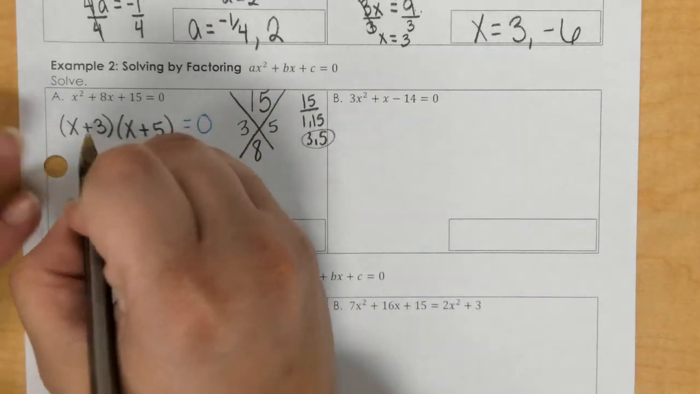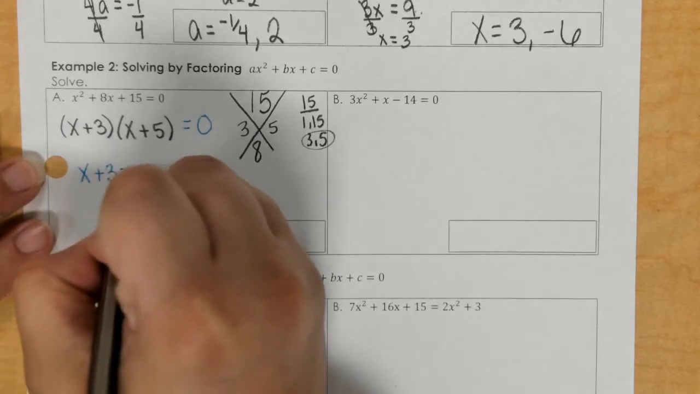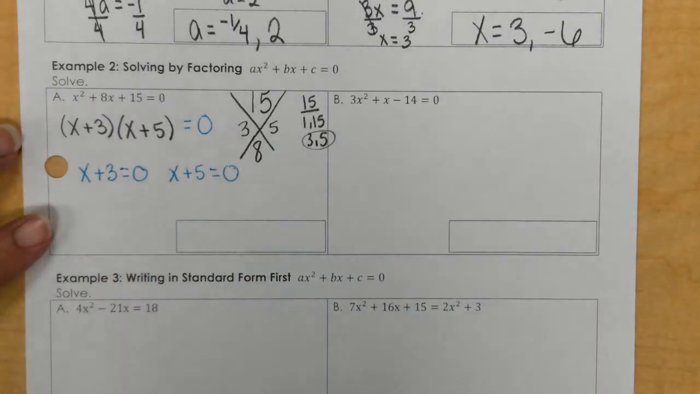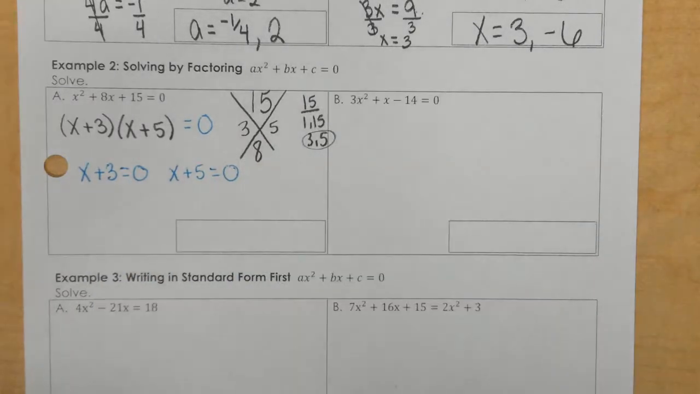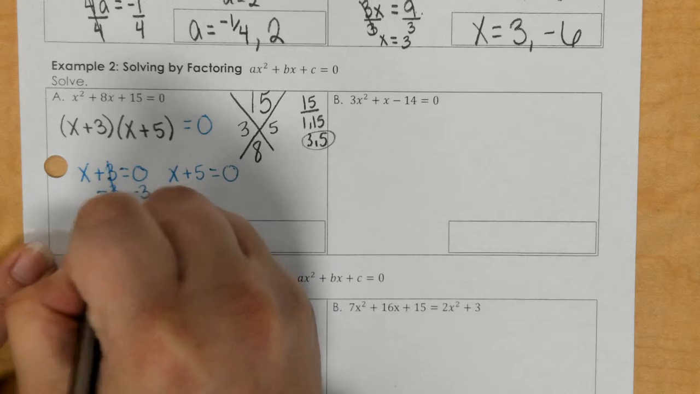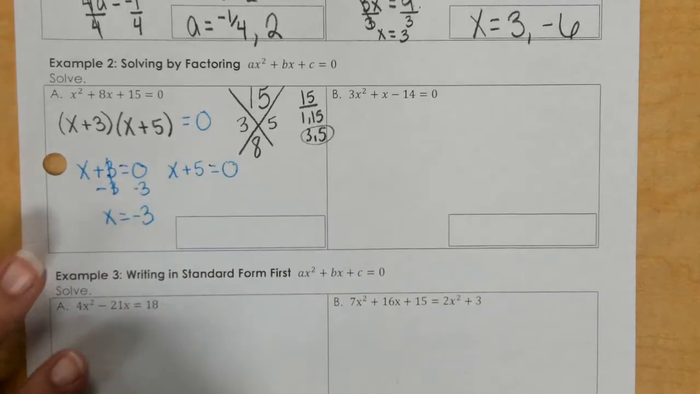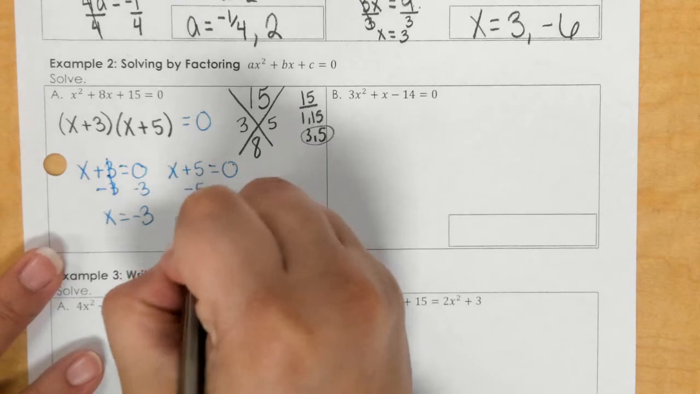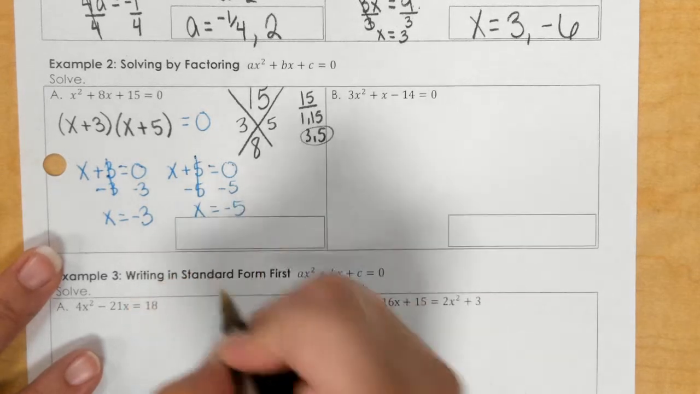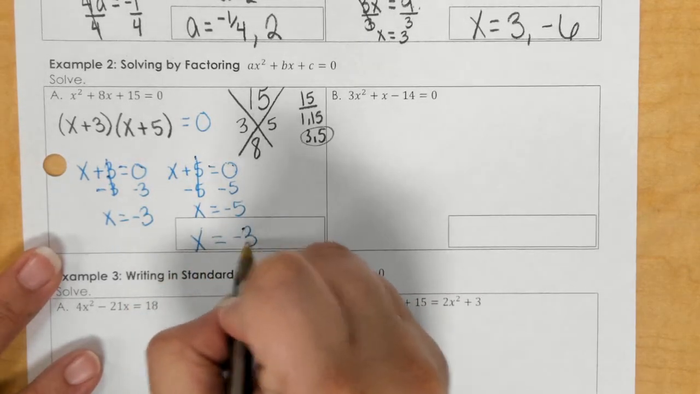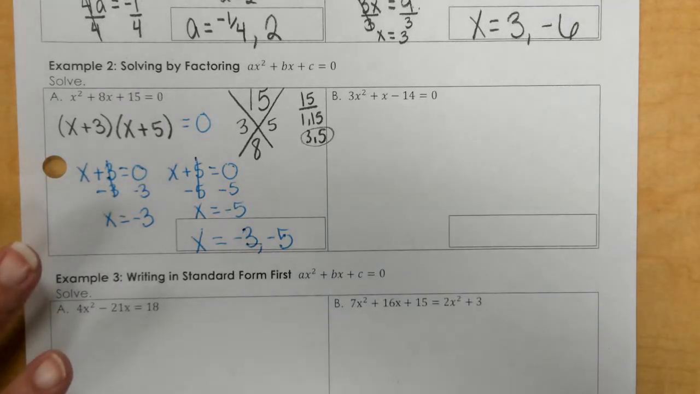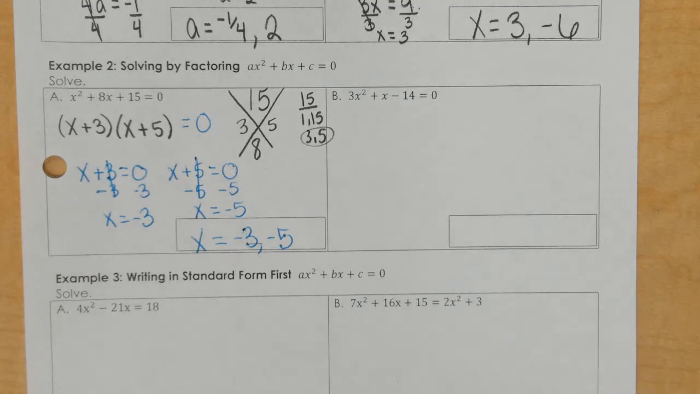And then I say x plus 3 equals 0, and x plus 5 equals 0. And then I solve each section. So here we have subtract 3. That's a negative. Here I subtract 5. And that's a negative as well, so it's a negative 5. So my 2 solutions are negative 3 and negative 5. Okay? So let's try this again in part B.